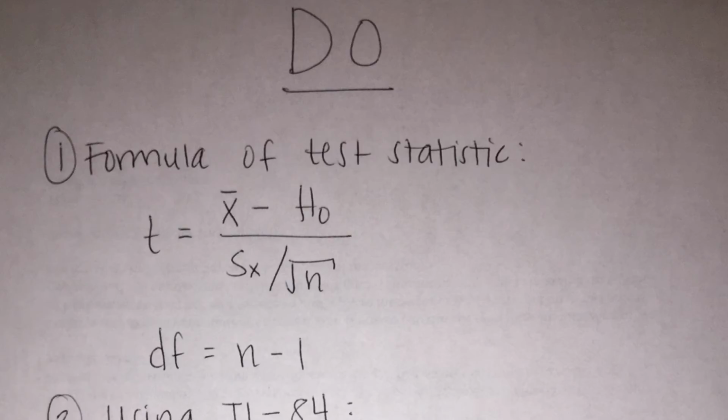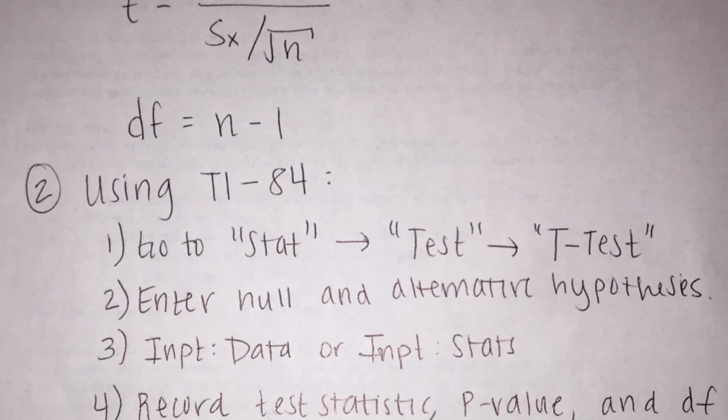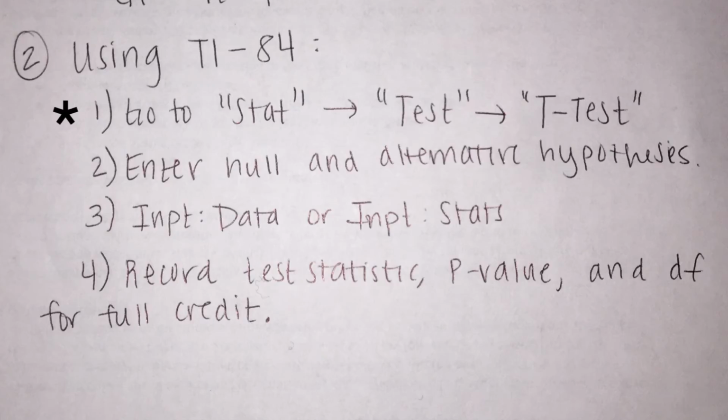However, you can also use your calculator for this part in order to avoid arithmetic mistakes. On the TI-84, go to Stat, then Tests, then T-Test. Enter in the null hypothesis and the alternative hypothesis, as well as any other information prompted by the calculator. You can input all the sample data into your calculator and use input data, or you can use the value of the x bar and the standard deviation and use input stats. It depends on how much information is given to you by the problem. Once you hit calculate, the output will give you the standardized test statistic t and the p-value, among other information. To get full credit on the AP test, record the test statistic t, the p-value, and the degrees of freedom.